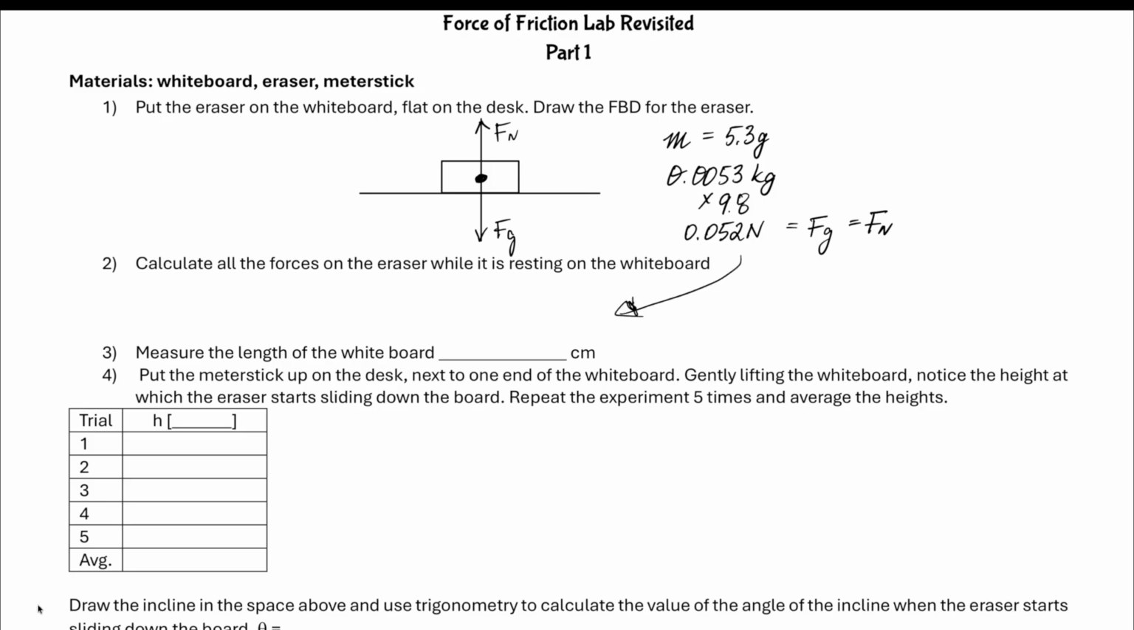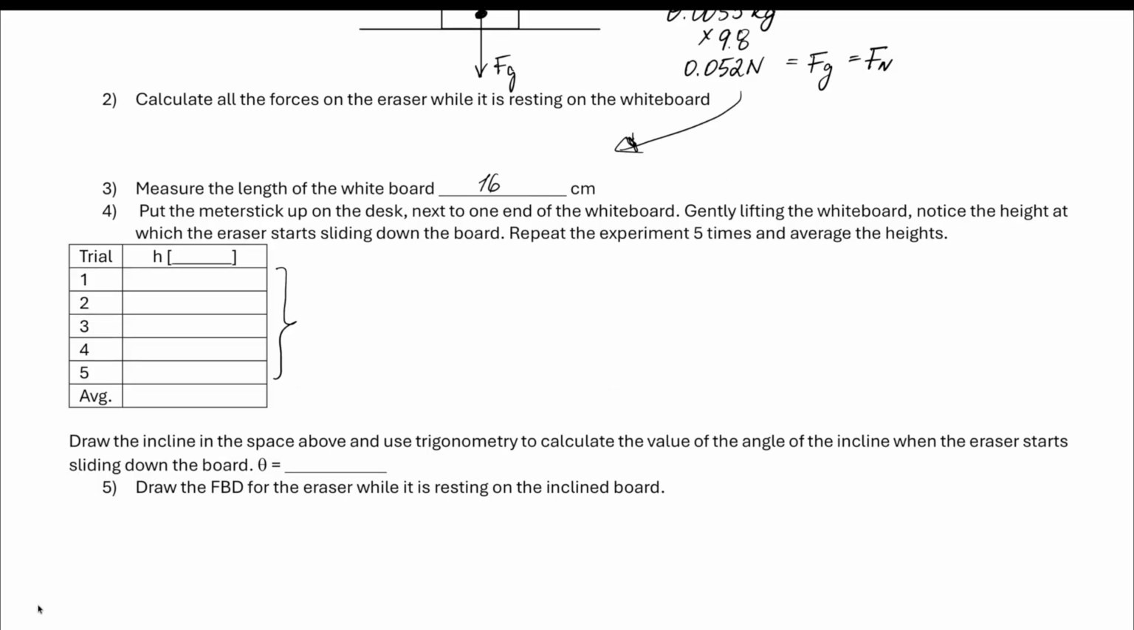You measured the length of the board. I'll just say mine was 16. Then you had an experiment. You had 5 trials to figure out lifting one end of the board and measuring the height to which you could lift it before the eraser started sliding down. Just for the sake of the exercise, I'm going to say it's 8 centimeters on average.